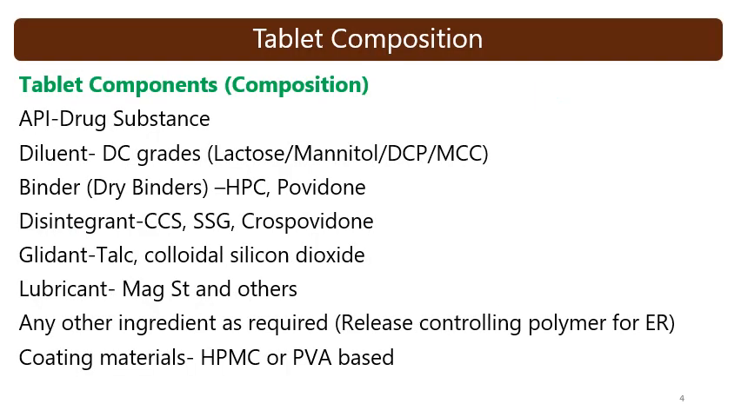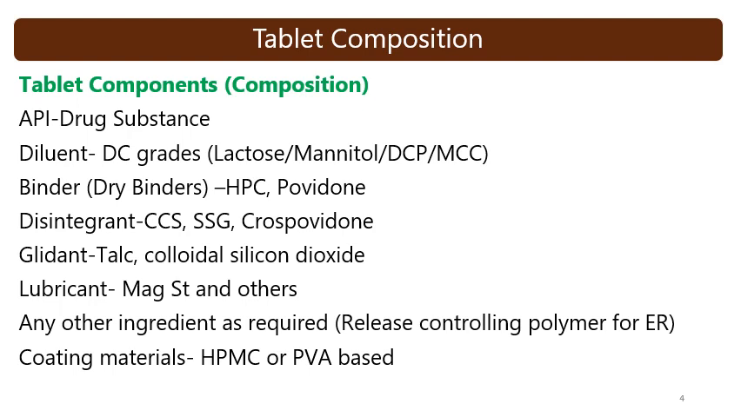Now we will see what is the tablet composition for direct compression. So API will be there, that is drug substance. Diluents will be there to make up the required bulk and also to formulate into the tablet. So DC grade diluents are used for direct compression purpose, and these are mainly the lactose, mannitol, dicalcium phosphate and microcrystalline cellulose. Lactose, mannitol, DCP and MCC. Many others are also there, but as a representative I have taken here lactose, mannitol, DCP and MCC.